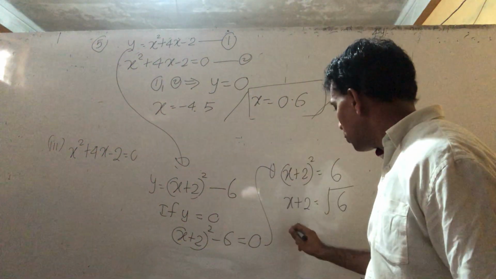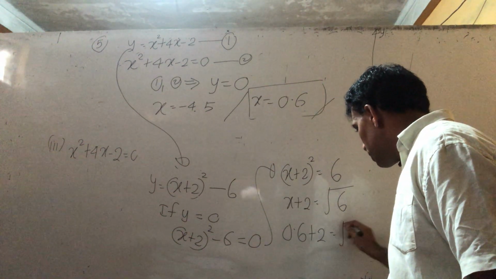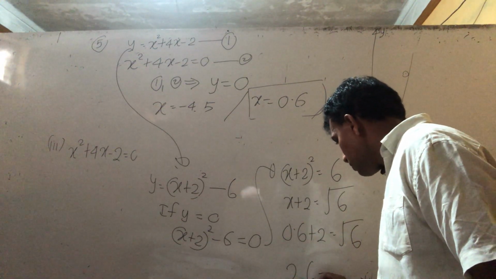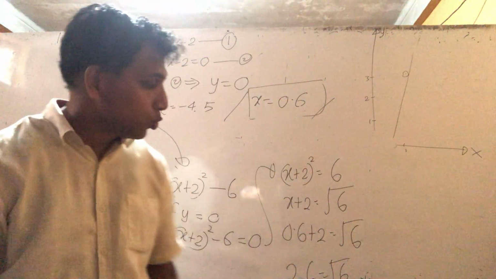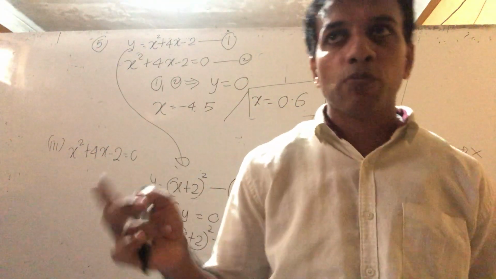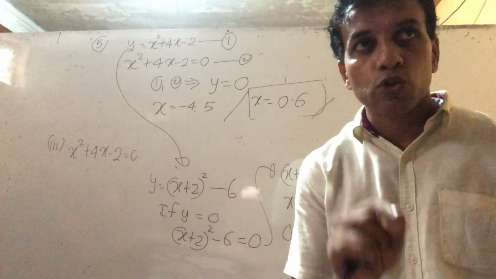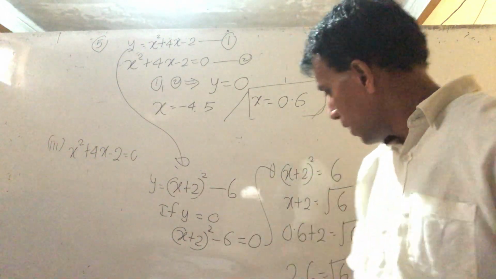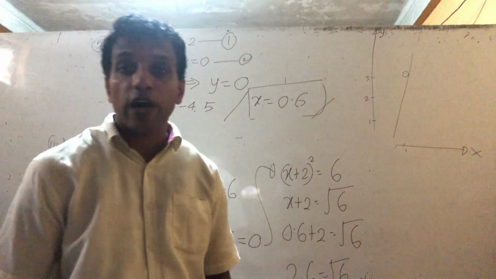So put x as 0.6 plus 2. This is root 6. So maybe the answer is 2.6. The square root of 6 is 2.6 or minus 2.6. Two possibilities, plus or minus, like root 9 is plus 3 or minus 3. So your root 6 also is plus 2.6 or minus 2.6. But they ask about the positive side only. So this method is important for solving by graph, to find the square roots.